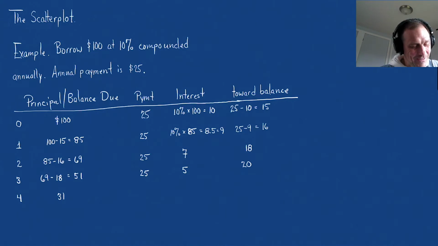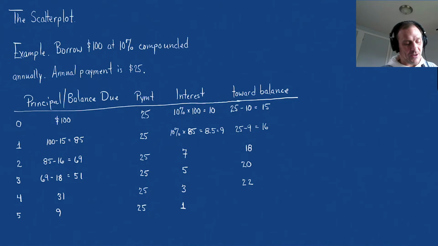Right, so now we have our payment of $25. We owe interest of 3. Our principal then goes down by 25 minus 3, or $22. So going into year 5, we now owe $9. Our payment, again, is $25, of which some is interest. Interest on that is going to be $1. And actually, what are we going to have here? 25 minus 1, that's going to be towards 24.